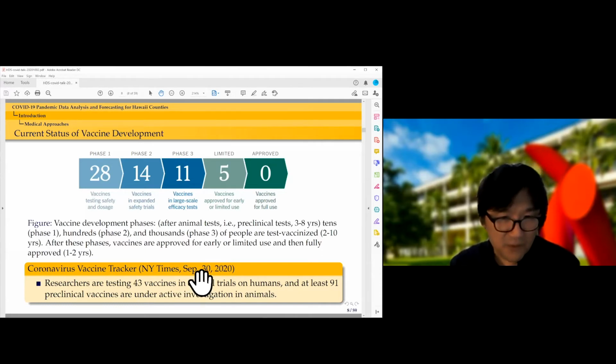A recent New York Times report says that researchers are testing 43 vaccines in clinical trials, which is before phase 1, and at least 91 are somewhere in the later phases. But even so, we have to wait a few years.